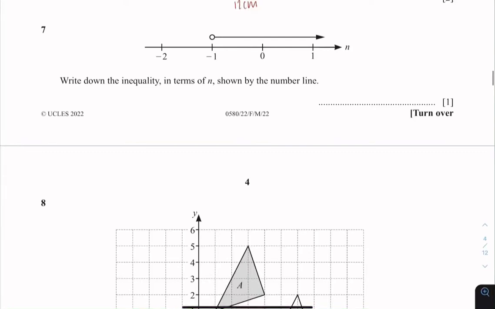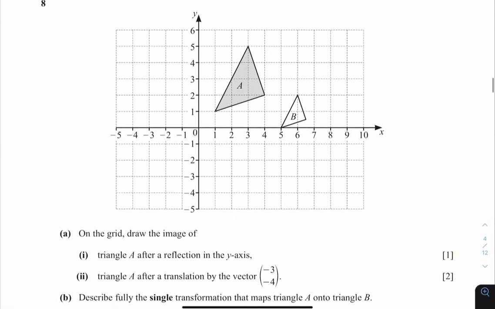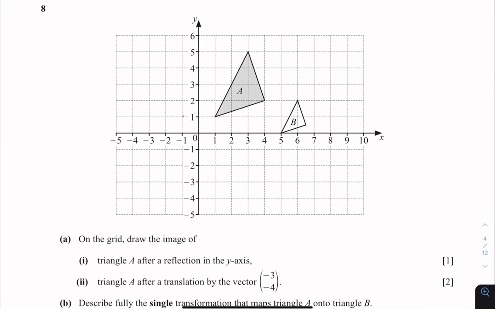Hello, so this is part 2 of paper 22, February-March 2022. So question number 7, n is more than -1. If the circle was shaded, then that would be n is more than or equal to -1, right? Next we have question 8.